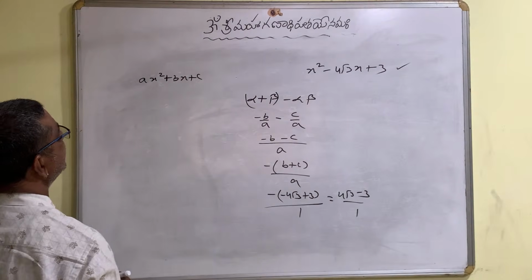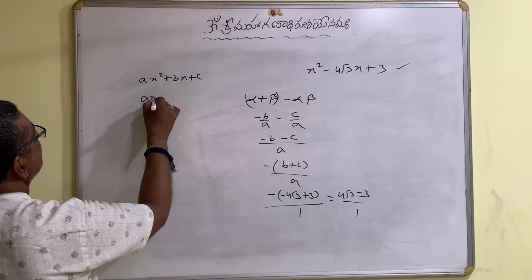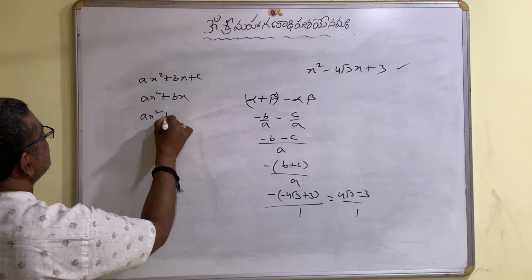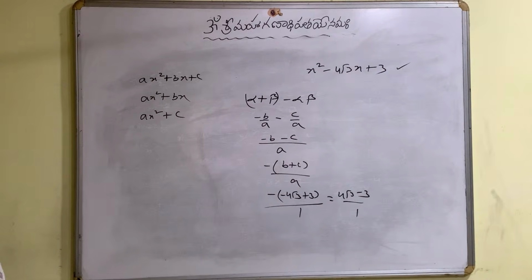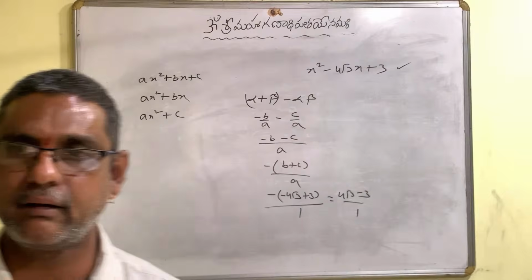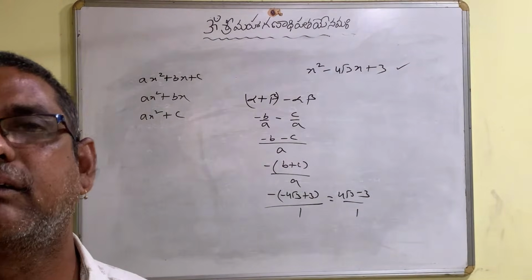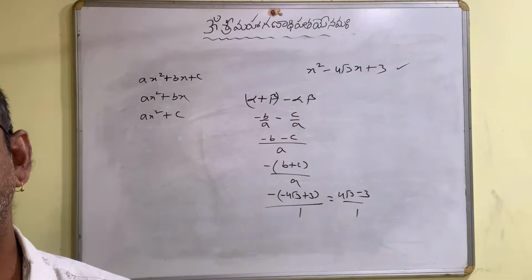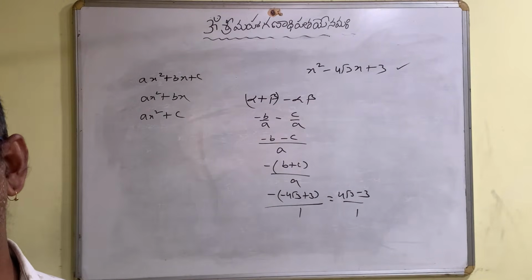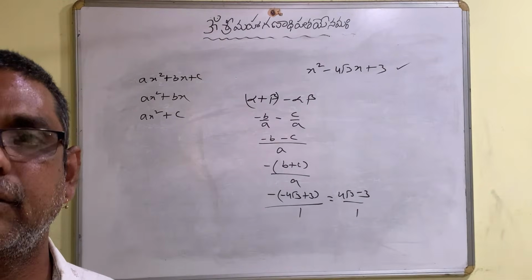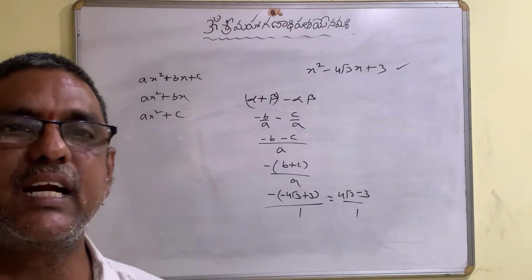ax square plus bx plus c is the first one. ax square plus bx is the second one. ax square plus c is the third one. So we must be in a position to find the zeros of any quadratic polynomial, in whatever form it is.